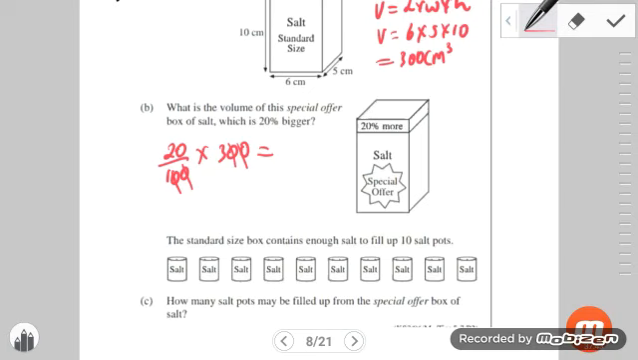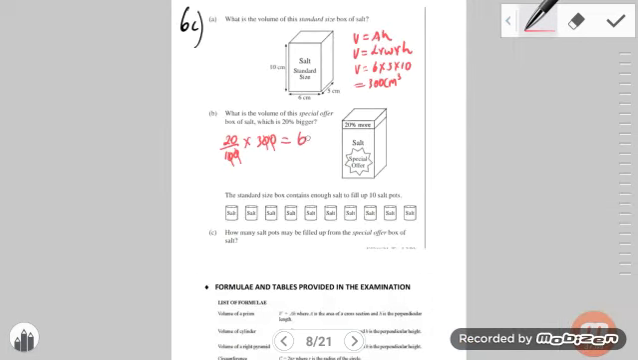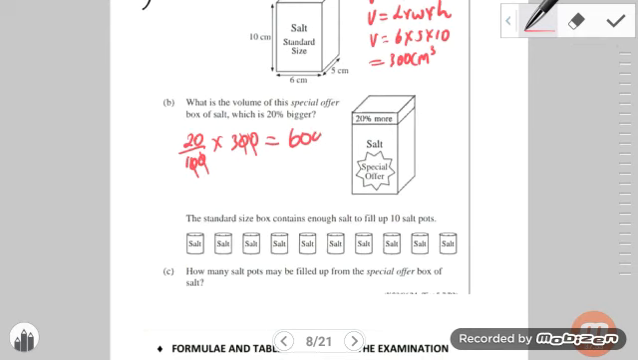Alright, so it's 60 cubic centimeters. So therefore, it's just going to be the previous volume plus the 20% more. And it's going to be equal to 360 cubic centimeters. That's a special offer. That's the amount of volume.